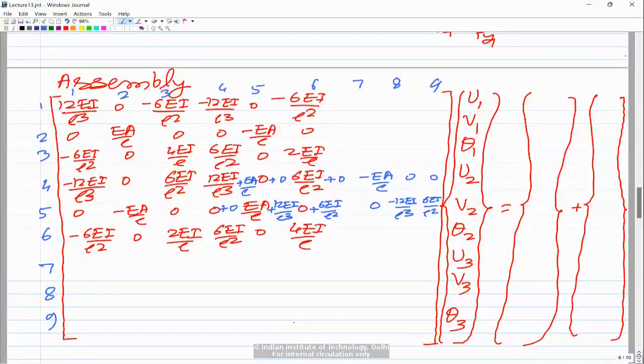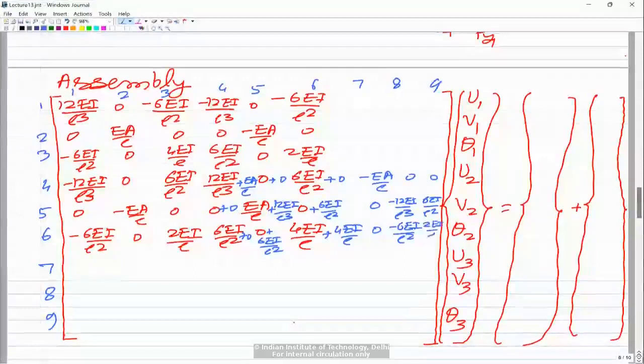Then the third row will be getting added, so we will have again plus 0 here, and then here in this plus you will have 6EI by L square, and then plus 4EI by L. So I'm adding the third row of the second element stiffness matrix. So this is 0, and then minus 6EI by L square and 2EI by L.